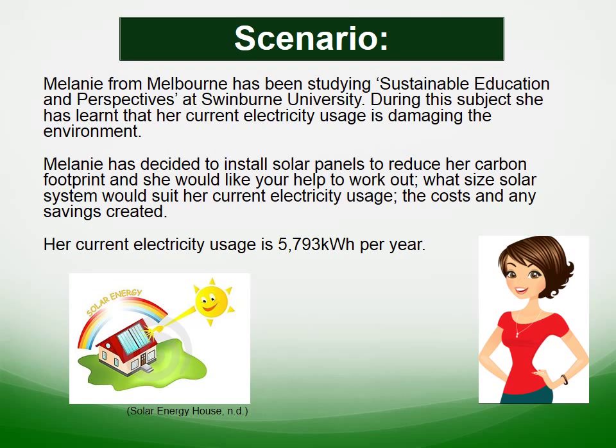Here's the scenario. Melanie from Melbourne has been studying sustainable education and perspectives at Swinburne University. During this subject, she has learnt that her current electricity usage is damaging the environment. So Melanie has decided to install solar panels to reduce her carbon footprint, and she would like your help to work out what size solar system would best suit her current electricity usage, the costs, and any savings created. She has also provided us with her current electricity usage as being 5,793 kilowatt hours per year.